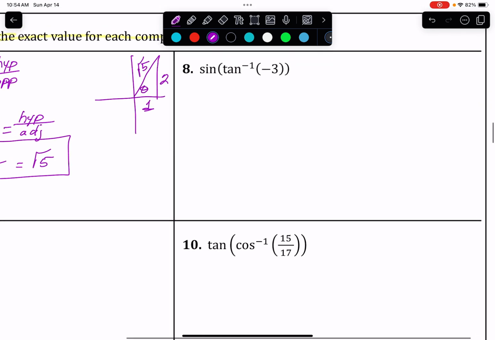Same thing for number 8. We have an inverse tan. Now, the domain for inverse tan is from negative pi over 2 to pi over 2, and we have a negative, so that means we must be in quadrant 4.